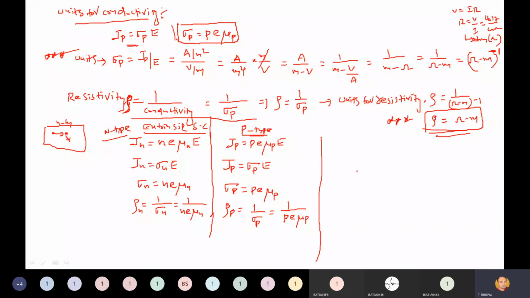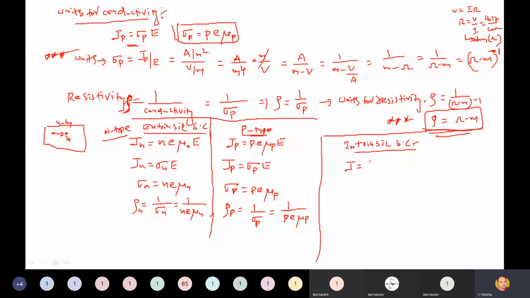Now, can you tell me the same equations for intrinsic semiconductors? What might be the equations for intrinsic semiconductor? Suppose you take an intrinsic semiconductor, what is the current density? What is intrinsic? In intrinsic, both electrons and holes are equal. In N-type, majority charge carriers are electrons. In P-type, majority charge carriers are holes. But in intrinsic semiconductor, both electrons and holes are present, isn't it?